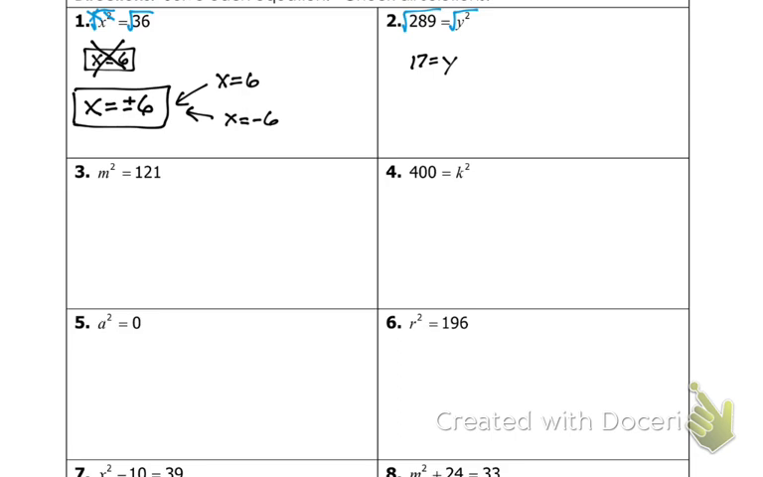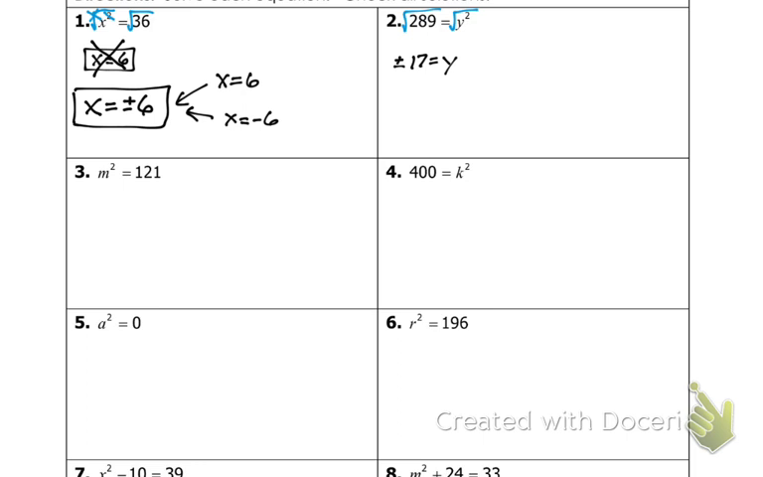Okay. Plus minus. We have to write plus minus in front of our answer. So when we're taking square roots, we have to write plus minus because when you square a negative, it becomes a positive. So is this y equals 17? No, it should be y equals plus or minus 17. Because 17 squared is 289, and negative 17 squared is a positive 289.